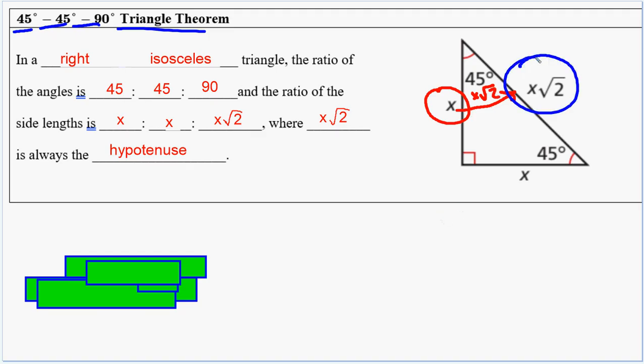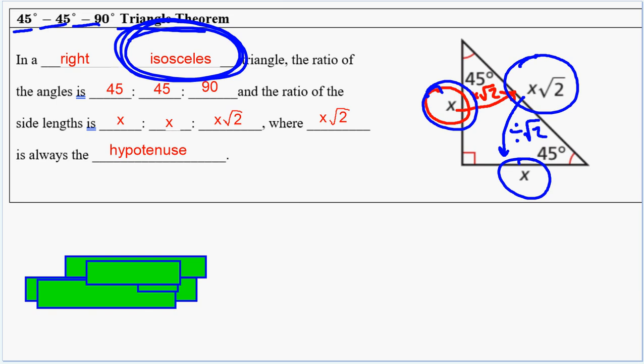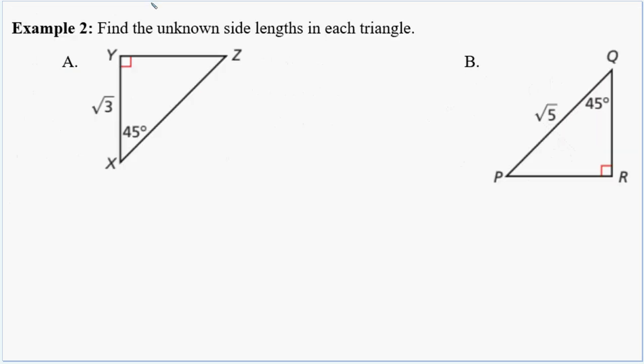If I have the hypotenuse and I want to jump to the leg, I'm going to divide by the root of 2. And remember, the legs are always the same because it's isosceles. Okay, here's a couple of examples to try out. 2a, find the unknown side lengths.